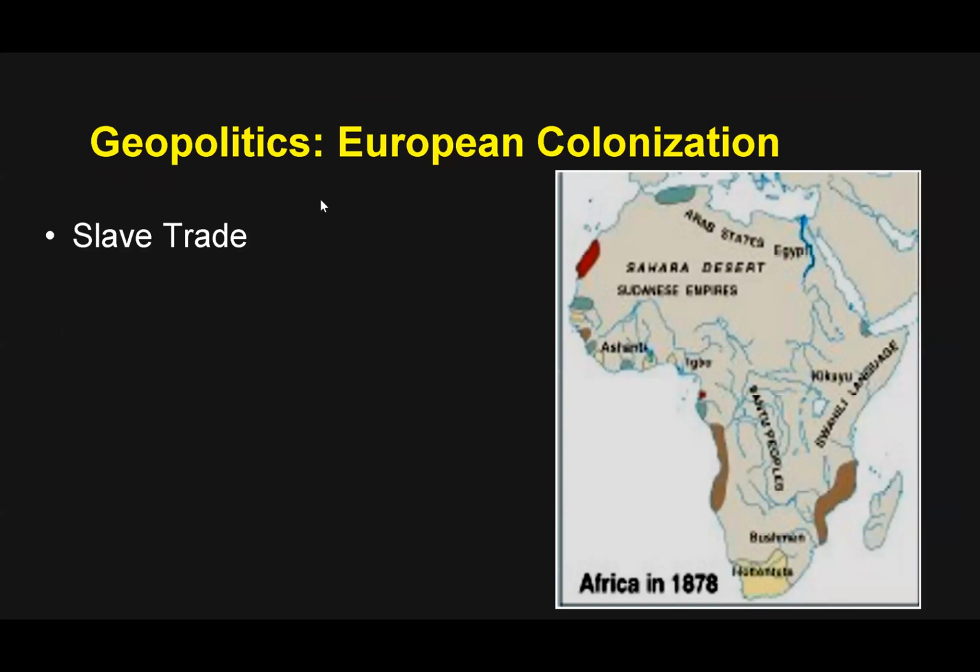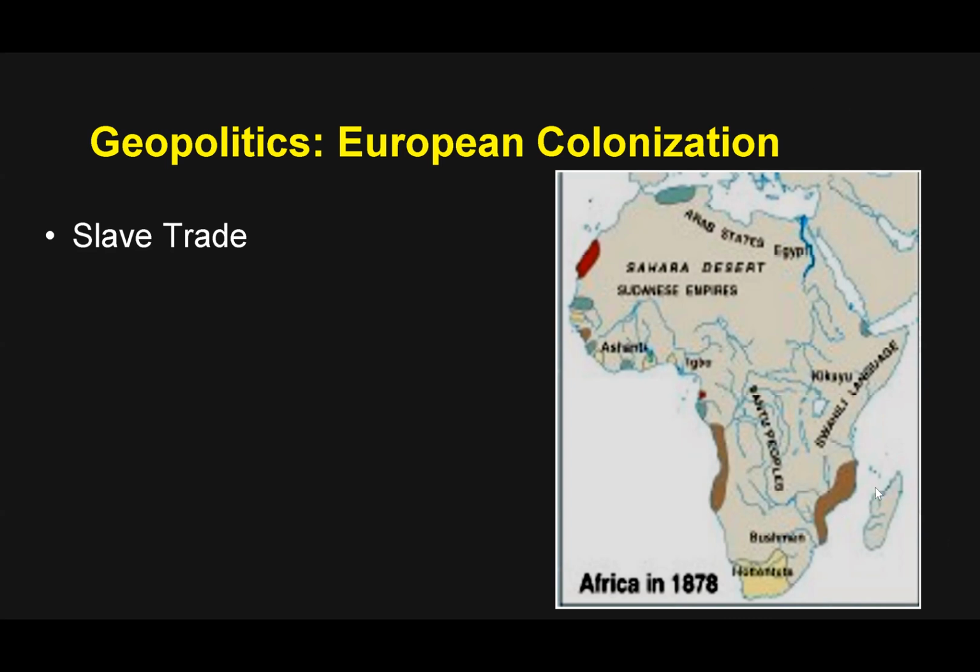Now, in geopolitics, we think about European colonization. Obviously, the slave trade was going on for 400 years. But up until that point, you can see that this is kind of in 1878, European involvement. South Africa was an early one, and there they did have settlers that came across. And that's because that climate is more conducive to them. It's more temperate, doesn't have as many tropical diseases and things of that nature. And so you had migrants coming from the Netherlands and later from England.